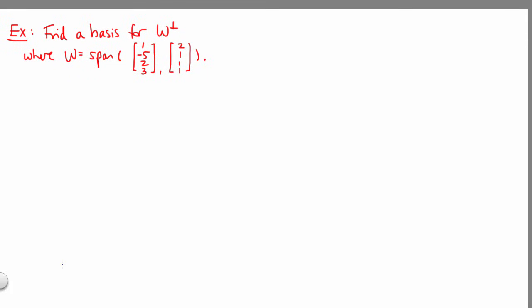In this video, we'll take a look at orthogonal complements. The problem is to find a basis for W perp where W is the given span. First, let's make sure that we're familiar with the definition of W perp. Well, we say W perp for short, but formally the name is the orthogonal complement of W.